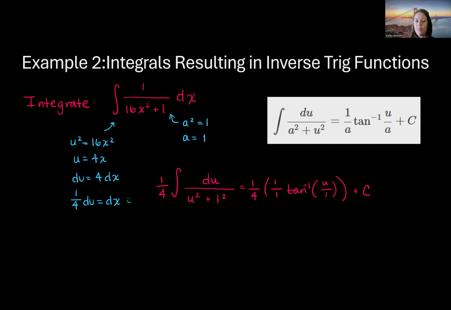We can clean this up very easily. I divide by 1, that does nothing for me, and I know that u is 4x. So I end up with a quarter arctan 4x plus the integration constant. And I like to write arctan instead of tan to the -1. So that's it. Those are your two basic problems to introduce you to integrals resulting in inverse trig functions.